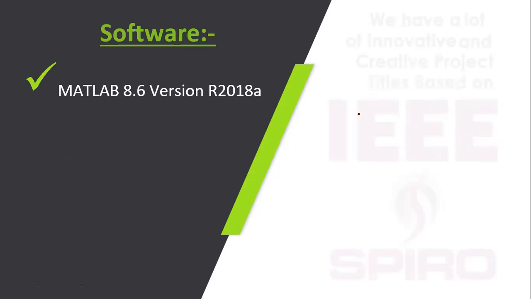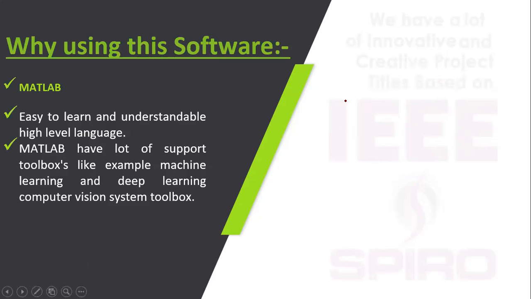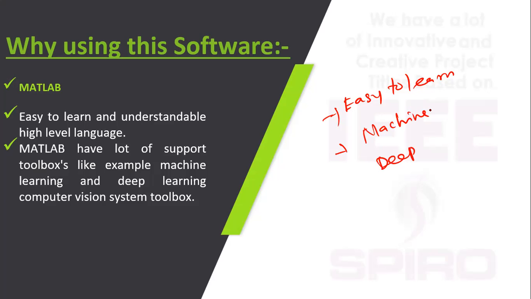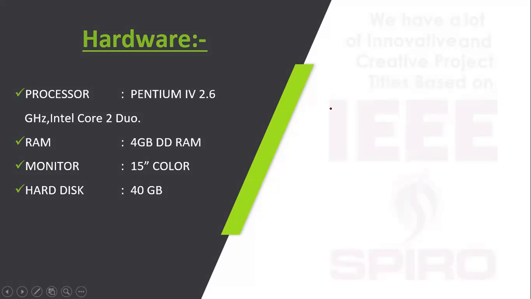Software: MATLAB 2018a is enough. Why use MATLAB 2018? It is easy to learn and easy to understand. It contains many toolboxes like machine learning and deep learning toolboxes. With the help of these toolboxes, we make the project. Next, a 64-bit OS is enough for the hardware side.